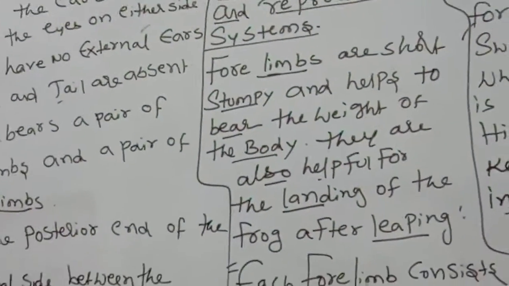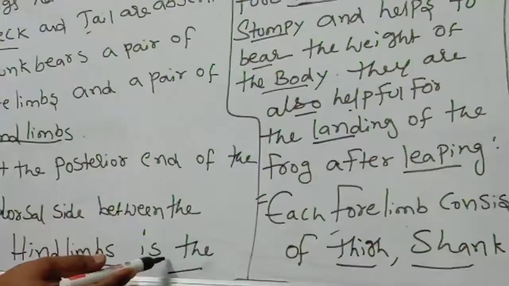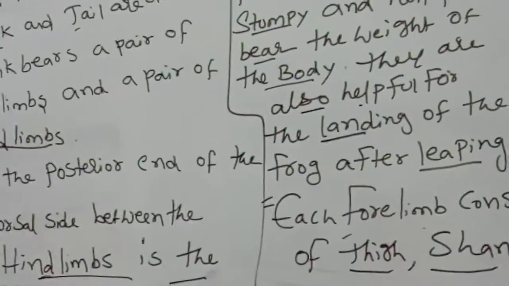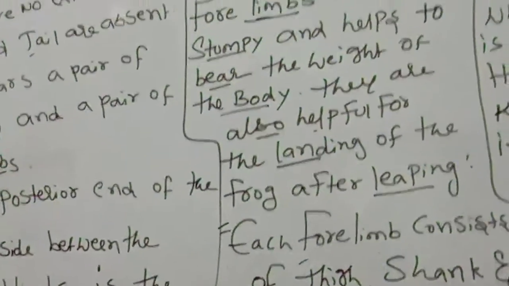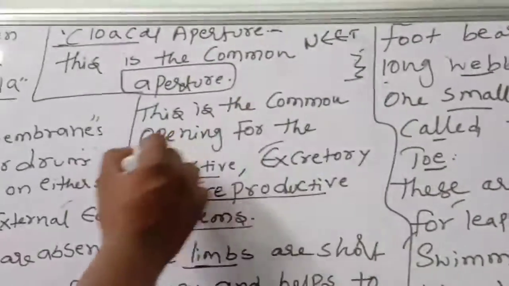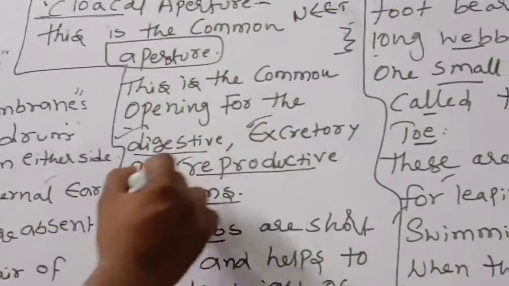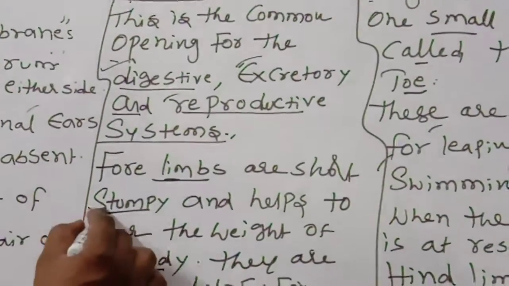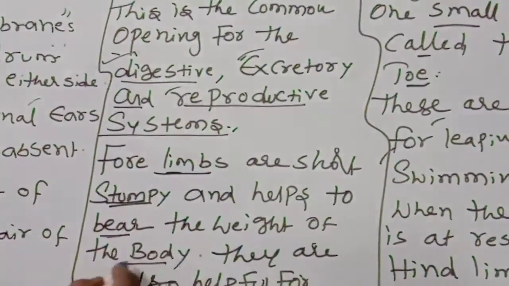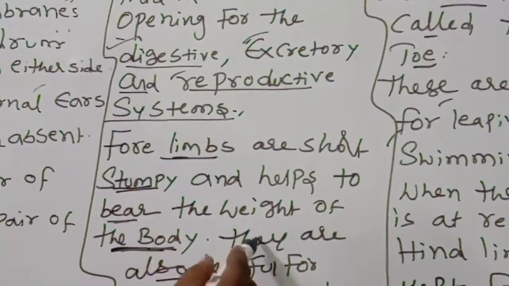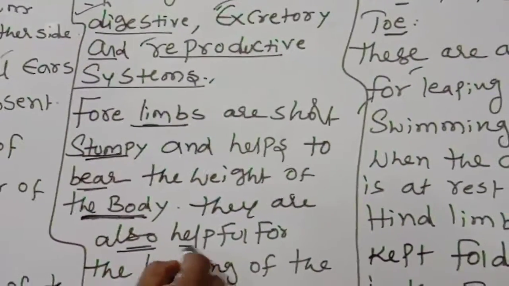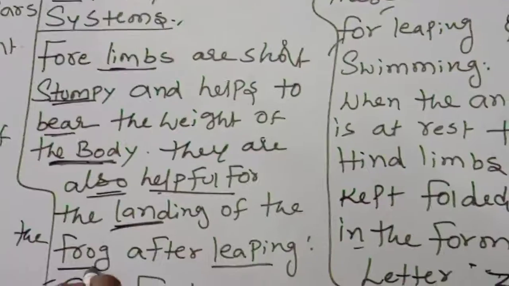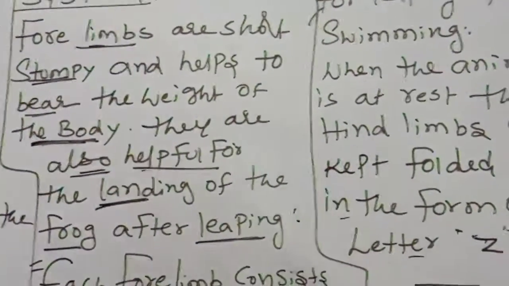At the posterior end, on the dorsal side between the hind limbs, is the cloacal aperture. This is a common aperture, the common opening for the digestive, excretory and reproductive systems. Forelimbs are short and stumpy and help bear the weight of the body. They are also helpful for the landing of the frog after leaping.